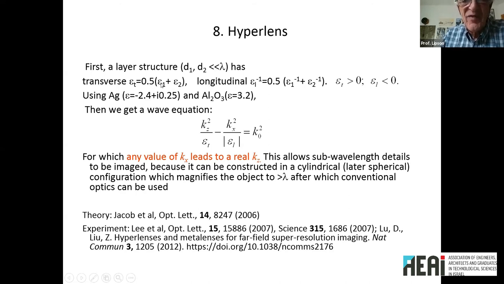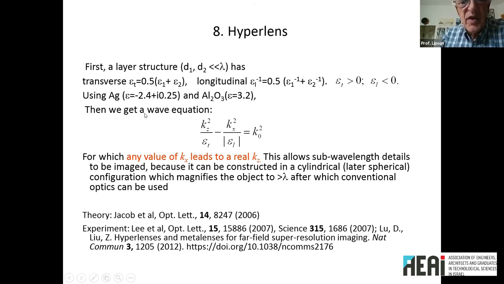One of them has a real dielectric constant, and the other has a mainly imaginary dielectric constant. What is usually used is aluminium oxide and silver. Silver has an imaginary dielectric constant, and aluminium oxide has a real one. I hope I got those the right way around.